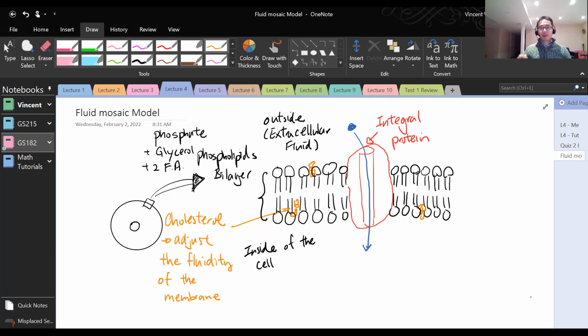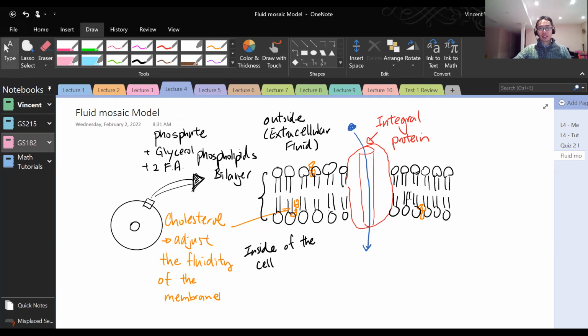Okay. Remember, this is not a solid wall. If it's a solid wall, then nothing goes through, right? And the cell's going to die basically because you cannot exchange material with the surrounding. So think of it kind of like a soap bubble. Okay, if you go gentle enough, then you can go through the soap bubble, right?